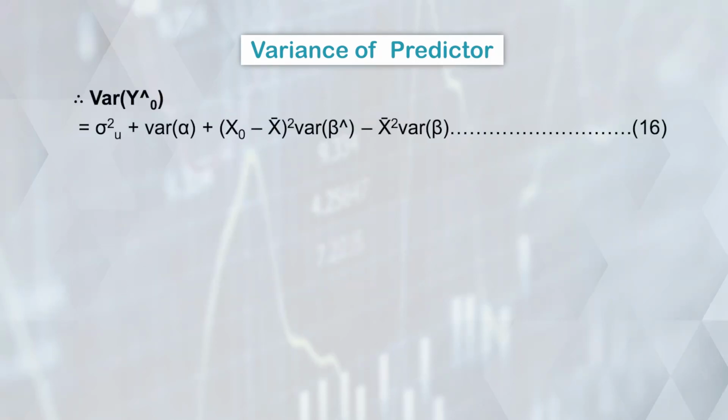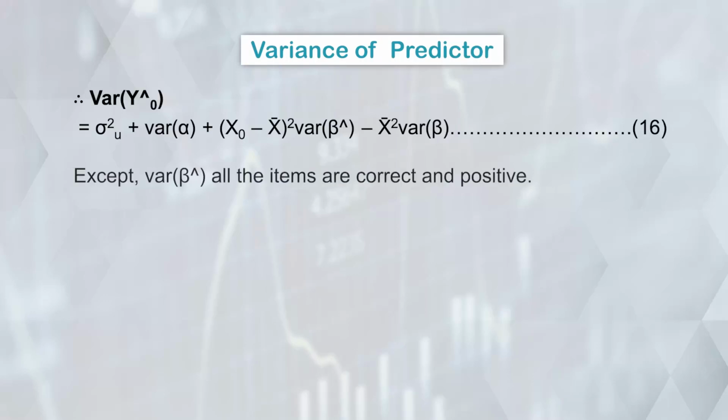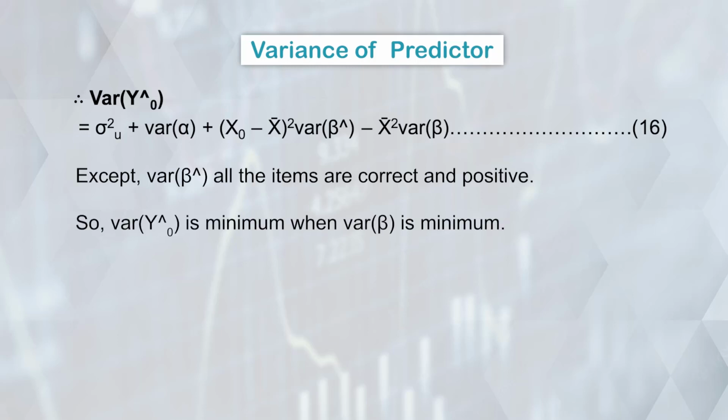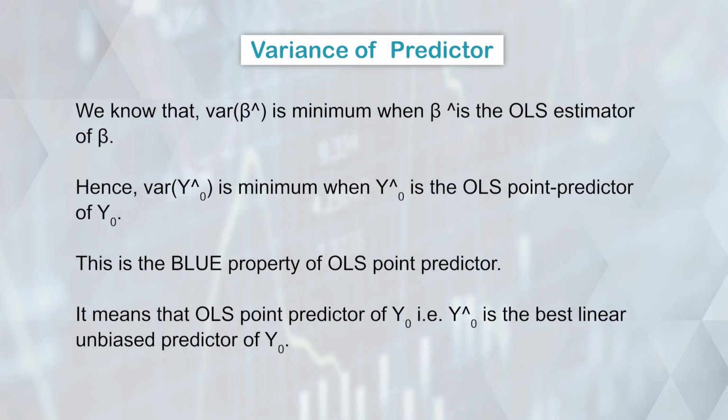By equation number 16, in the next slide, we can see that only if the variance of beta is minimum will the variance of y0 hat be minimum. So we can observe that this is the BLUE property of the OLS point predictor: the variance of y0 hat will be minimum provided the variance of beta is minimum, and it is also unbiased. Based on these two properties, the OLS point predictor satisfies the best linear unbiasedness property.